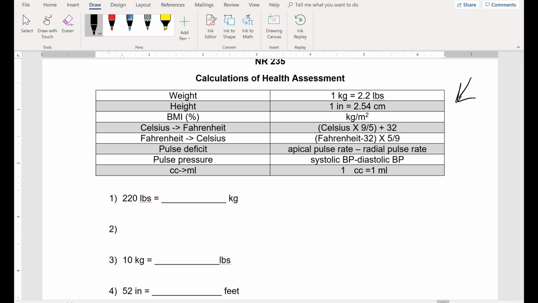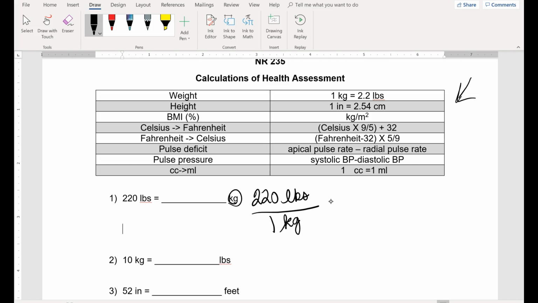So what we're going to do here. So we have 220 pounds. We're looking at number 1. 220 pounds, okay? So we know that, and we're looking for kilograms. So we have 1 kilogram equals 2.2 pounds. So what we're going to do here is we have 2.2 pounds equals 1 kilogram. So the easiest way to do this is 220 pounds divided by 1 kilogram.